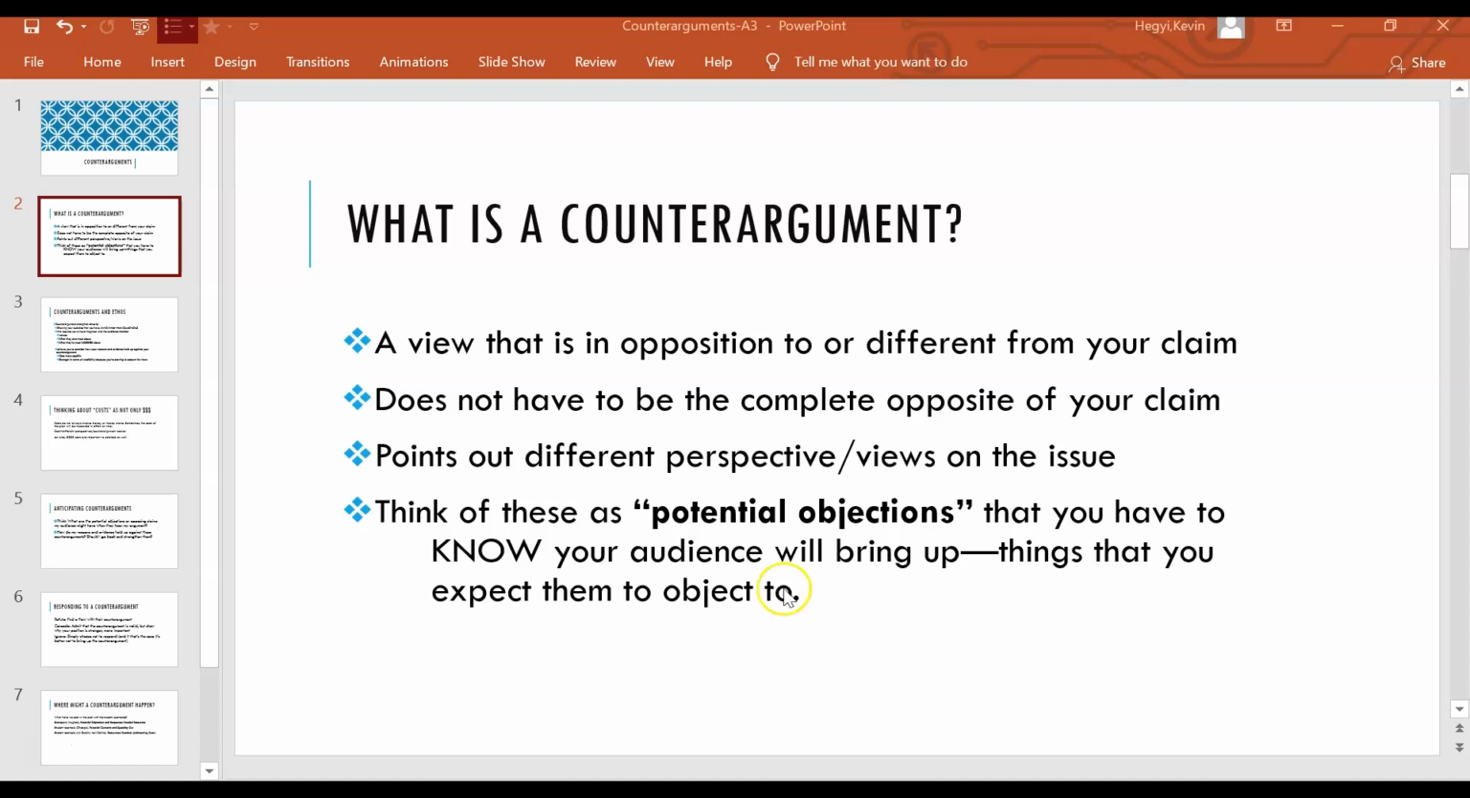So think about counterargument in terms of objections, anticipating these objections and responding to them, and really having a solid footing on your issue and what it is that you want to propose. That is going to make you a credible force in getting this proposal accepted, and give it persuasive power.